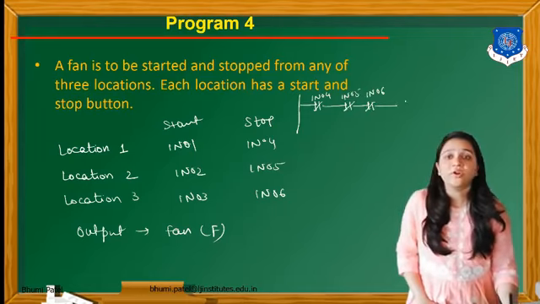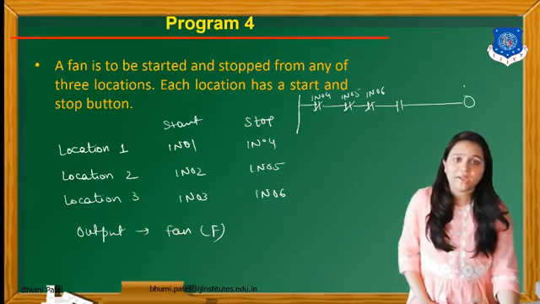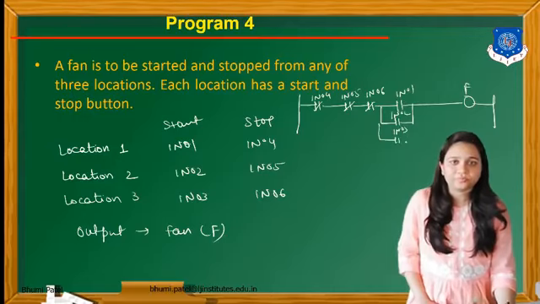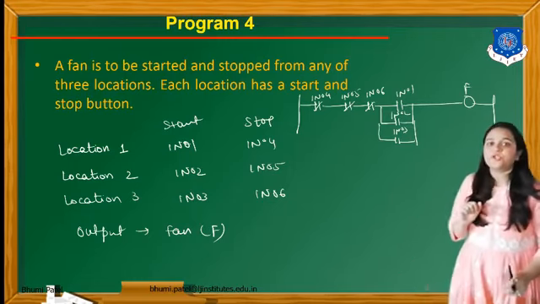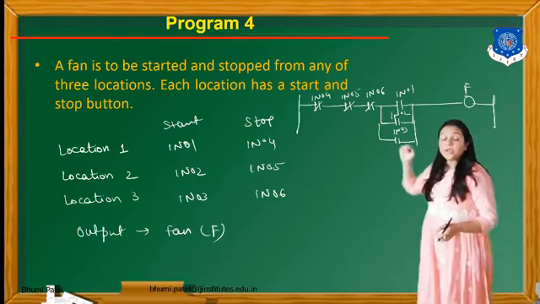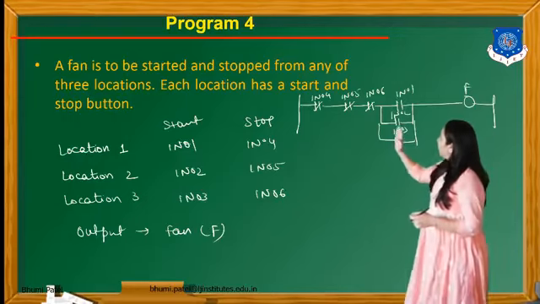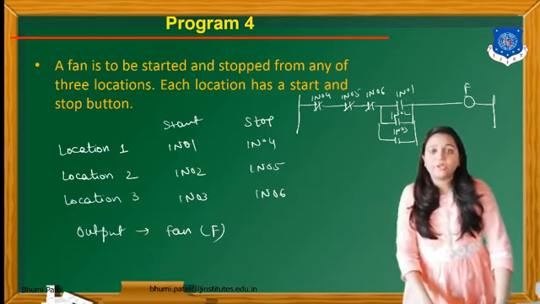And what is the condition for the starting position? If any one is on, the output must be on. So this is my output F, and for that, any one of the inputs, that means IN01 or IN02 or IN03, any one of the inputs will be on. The output fan must be off when a stop is pressed. That means we always put the stop buttons in series connection. That means if any of the stop buttons is pressed, the fan will be off, and if any of the start buttons is pressed, the fan will be on. So this is the logic for the last program.